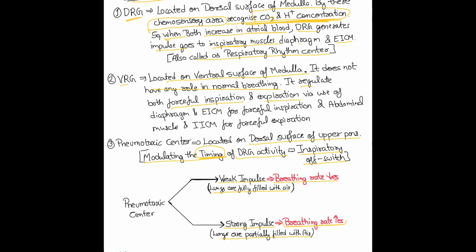It regulates forceful inspiration and expiration. The pneumotaxic center is located on the dorsal surface of the upper pons and modulates the timing of the DRG activity. Weak impulse, breathing rate decreases. Strong impulse, breathing rate increases.